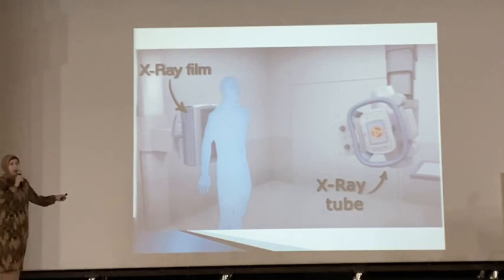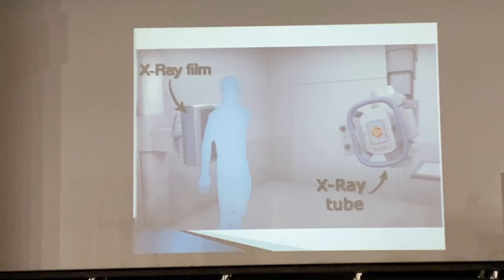Okay, this is the X-ray machine and tube. The X-ray tube is for producing an X-ray path through the body, detected by the screen or X-ray film or detector. Okay.